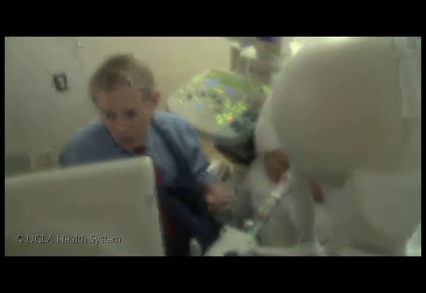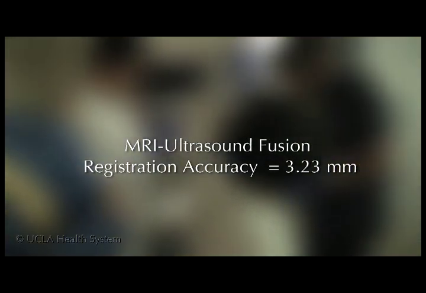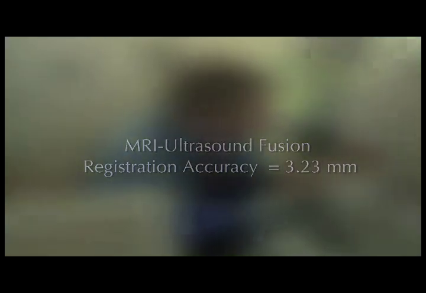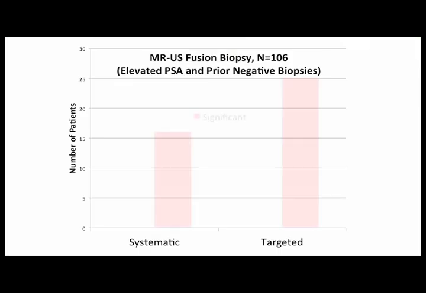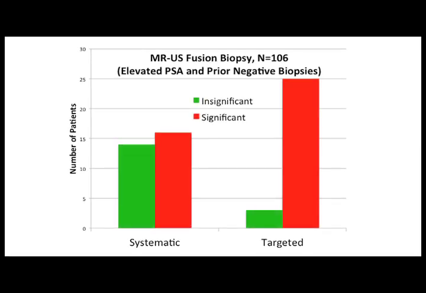Our preliminary study showed fusion of MRI and real-time ultrasound to be accurate in patients to within approximately 3 millimeters. In the first 106 men with prior negative biopsies and persistently elevated PSA, targeted biopsies diagnosed nearly twice as many men with significant cancers, but 5 times fewer men with insignificant cancers.